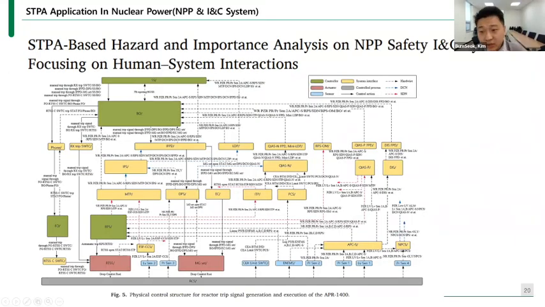It's another researcher from the Korea Atomic Energy Research Institute, on hazard analysis about the NPP, nuclear power plant safety and I&C system. This analysis also allows them to consider the human operator from the analysis perspective, which allows them to identify a slightly wider range of risk factors and further increase the stability.